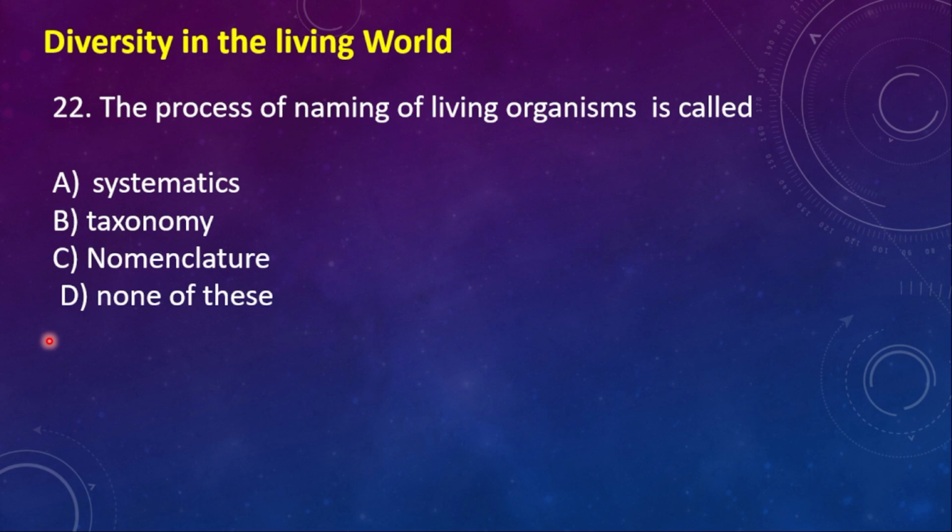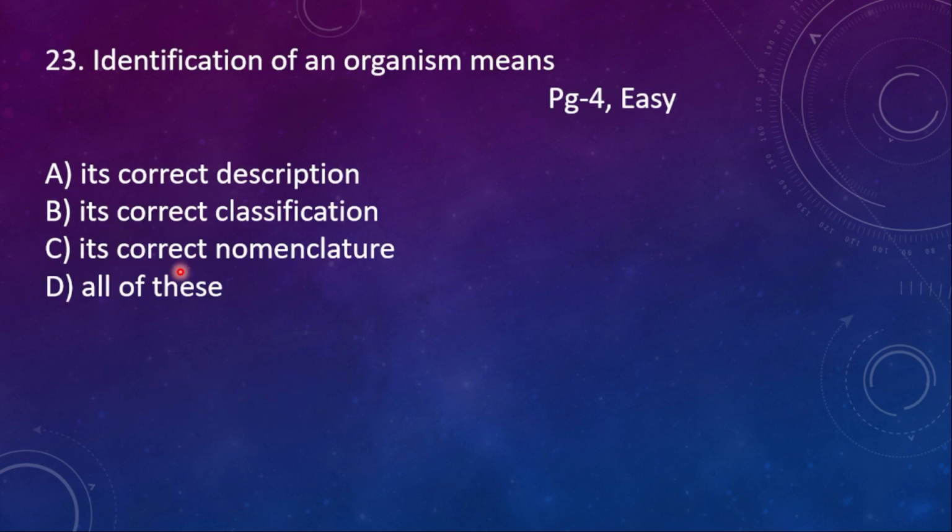Next comes the concept of diversity in the living world. From this concept, the 22nd question: the process of naming of living organisms is called systematics, taxonomy, nomenclature. Option C is correct. Next, the 23rd question: identification of an organism means identification, its correct description, its correct classification, its correct nomenclature, and D, all of these. So the 23rd correct option is D.